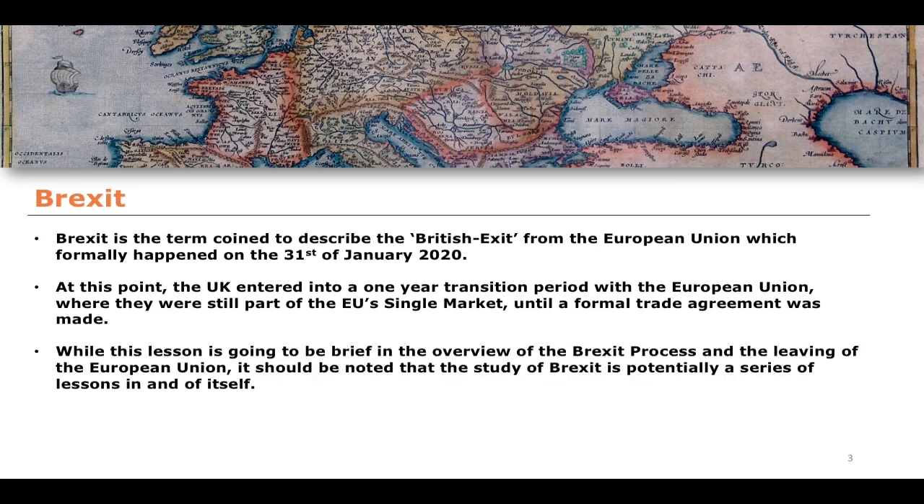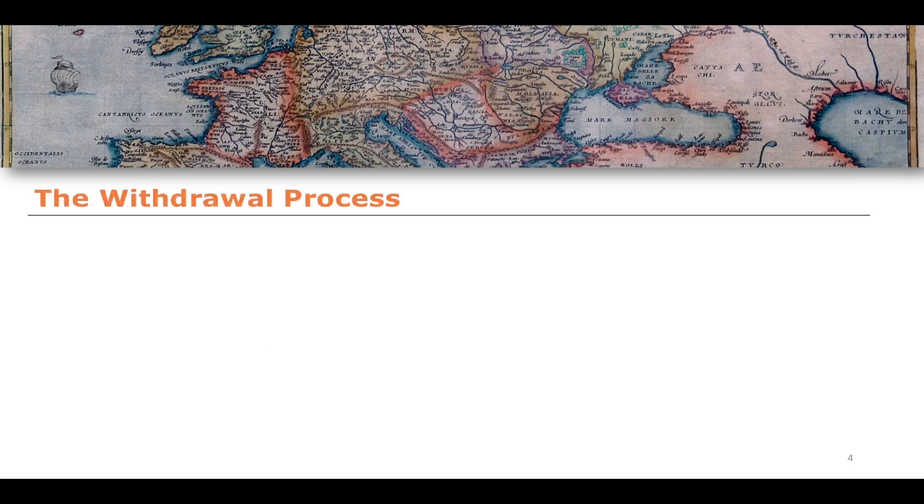So while this lesson is going to be brief in terms of the overview of the Brexit process and the process of leaving the European Union, it should be noted that the study of Brexit is a series of lessons in and of itself, like I've mentioned. And I feel like I want to do a series on the study of Brexit, looking at not only the legal implications of leaving the European Union, but also some of the political and sociological implications. It's a very fascinating process that took place in 2016.